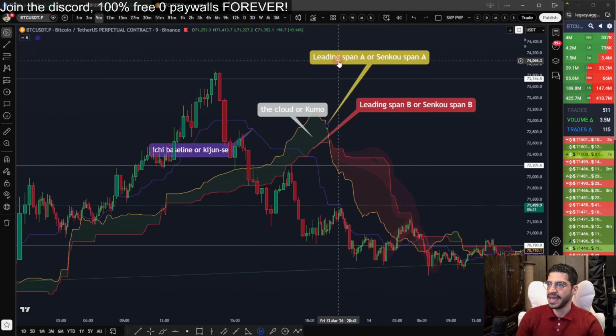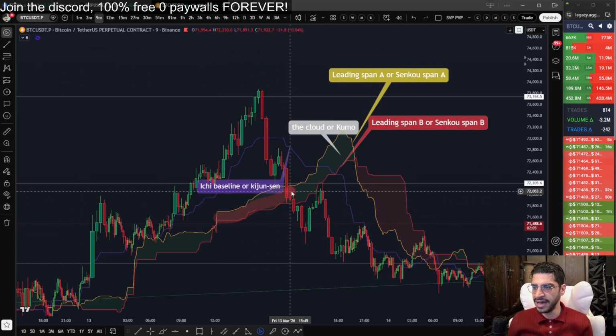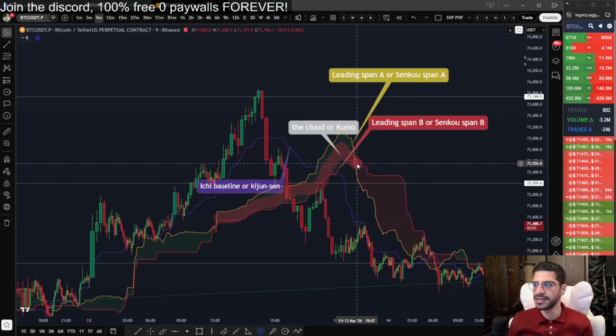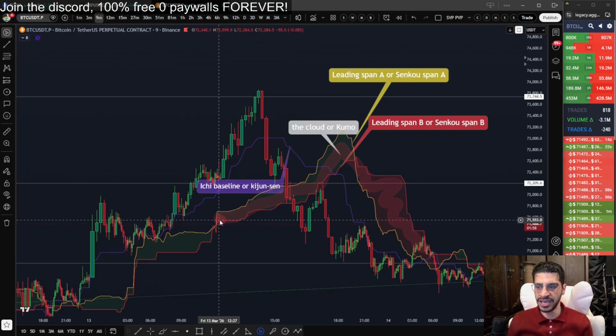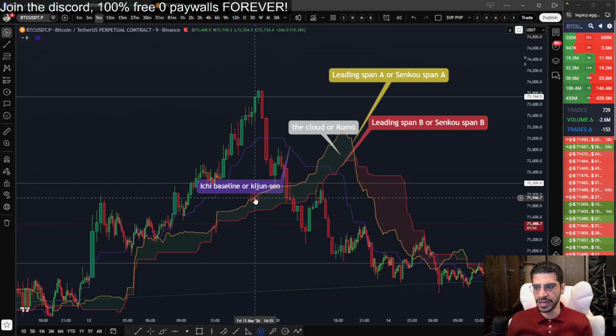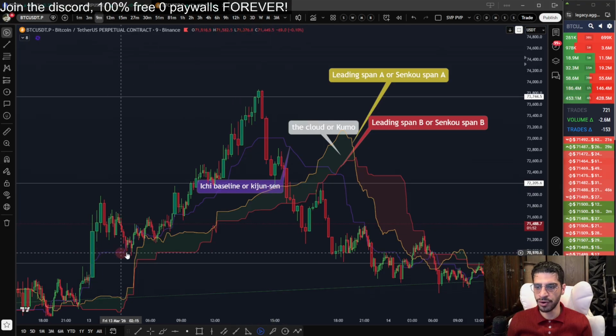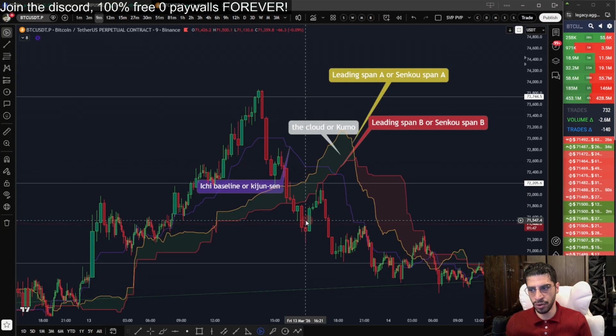So the leading span A and the leading span B come together to actually make the cloud, which is called the Kumo. The cloud, or the section between the leading span A and the leading span B, is always your equilibrium zone / indecision zone. Your cloud will always tell you, depending on whether or not you are trading above it or below it, whether that time frame is acting more bullish or bearishly.